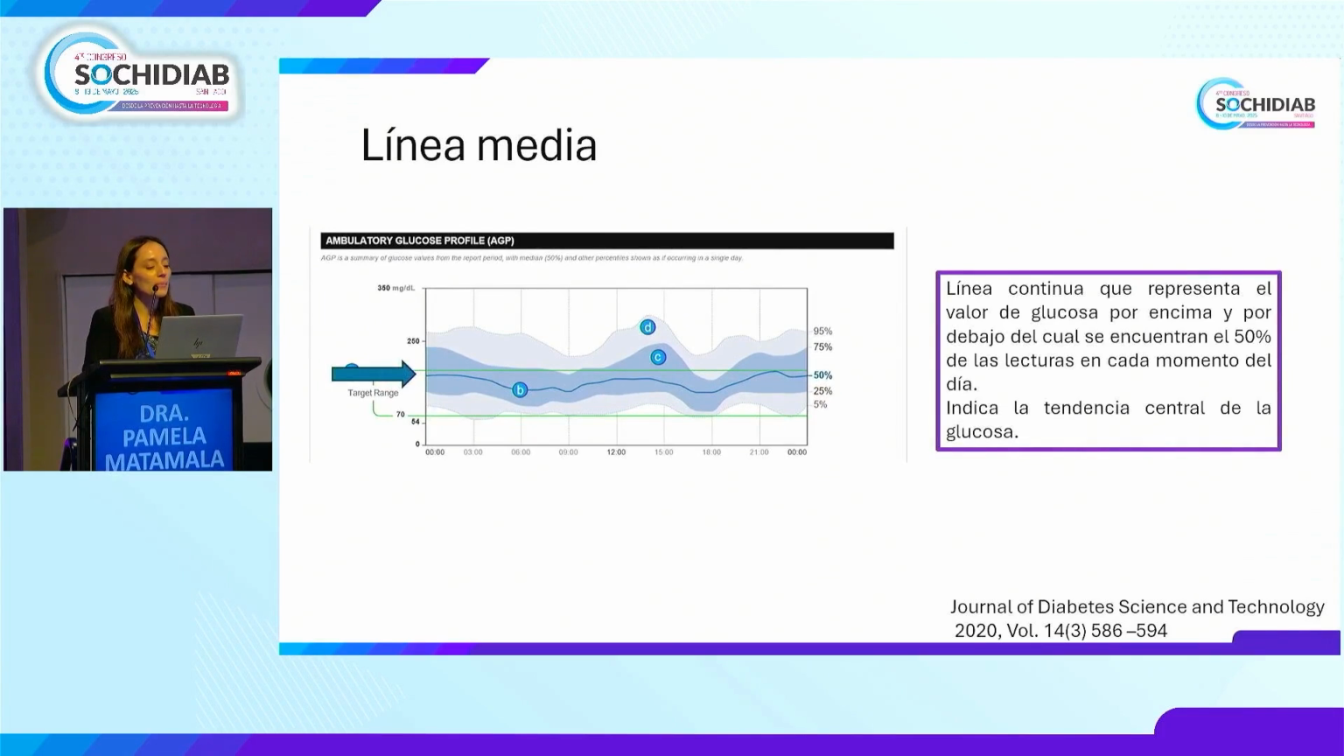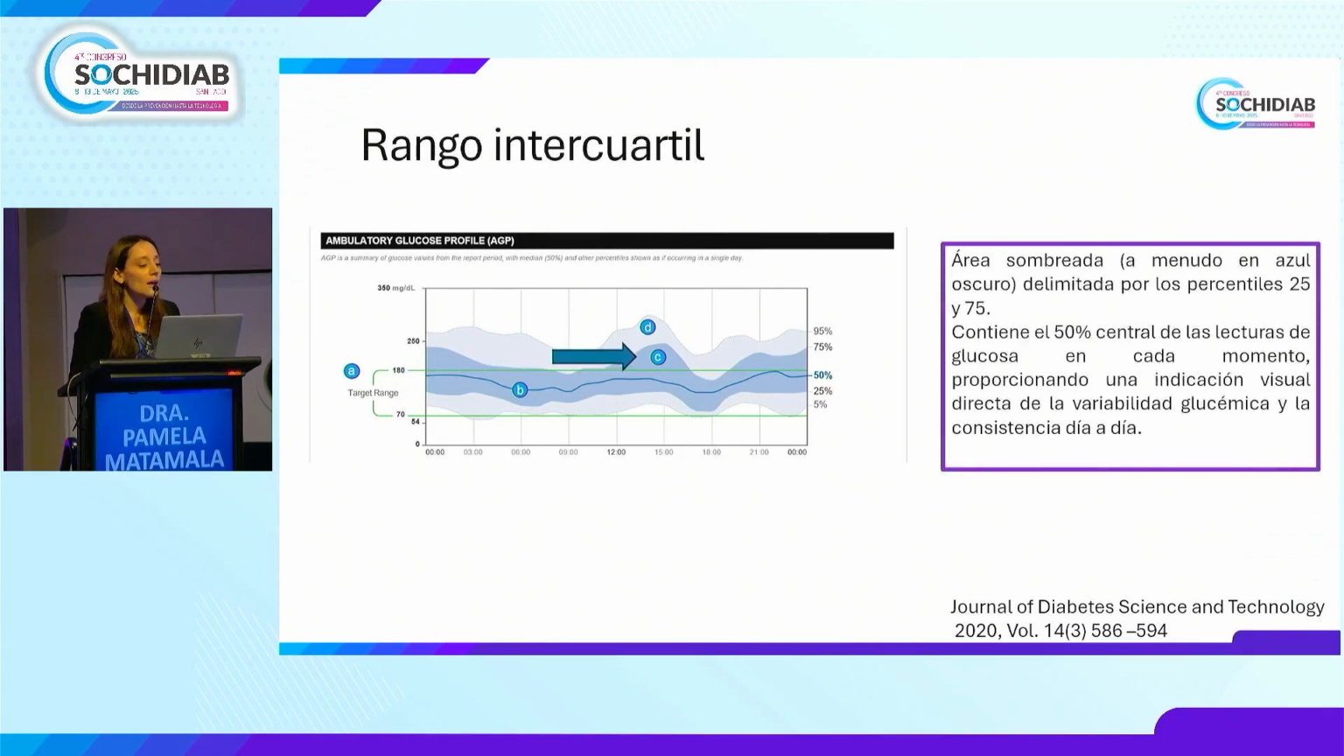And if we consider this curve, you can see with letter B the midline, a continuous line representing the glucose value over and under which we have 50% of the readings at each moment of the day. And this curve is then the average of glucose of the patient, for example, in 14 days. Therefore, with this midline, we may see the central trend of glucose.